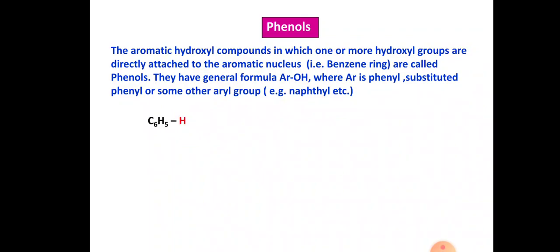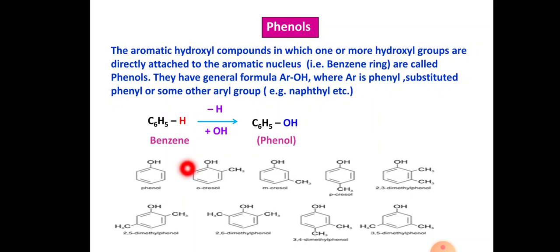Here C6H5H, this is the benzene. If we replace one of the hydrogens of the benzene by OH, we get C6H5OH, which is nothing but phenol. Here are some examples. This is phenol. Then o-cresol, that means hydroxyl group and CH3; m-cresol, OH and CH3; p-cresol, OH and CH3. The positions are different here. Then 2,3-dimethyl phenol. These are some examples of phenols.